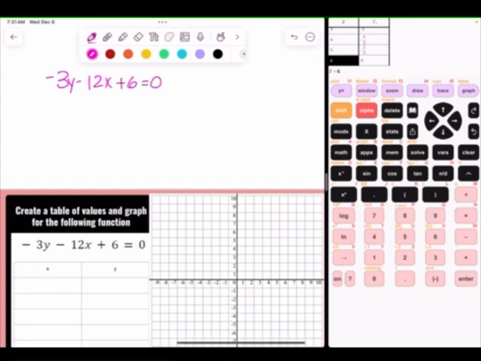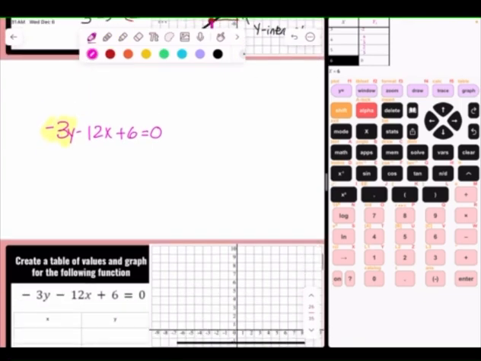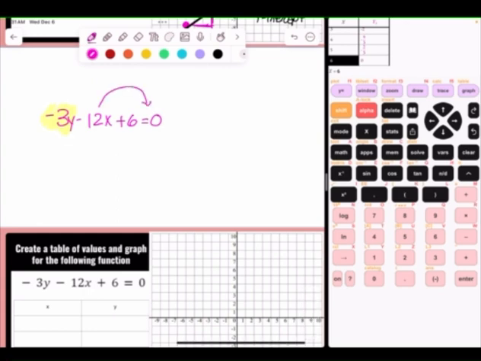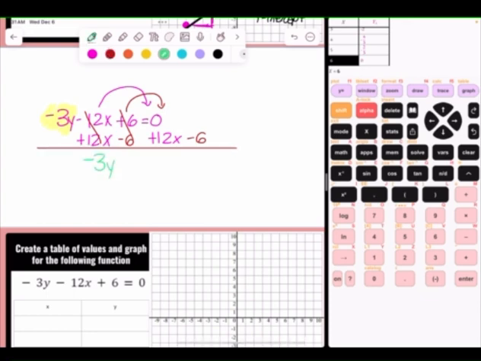All right, I need to get this 3y so it is the only thing on the left side. So first I want to bring this negative 12x over. To do that, the opposite of subtracting 12x would be to add 12x. And then I also want to bring the 6 over. Instead of adding 6, I would subtract 6. So that would leave me with negative 3y equals, put the x first, 12x minus 6.